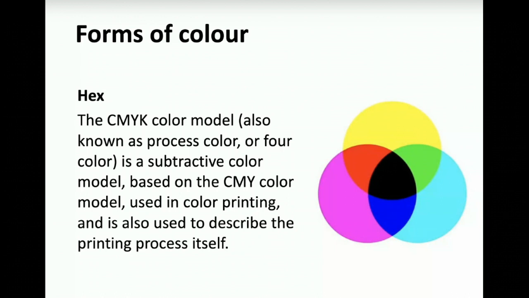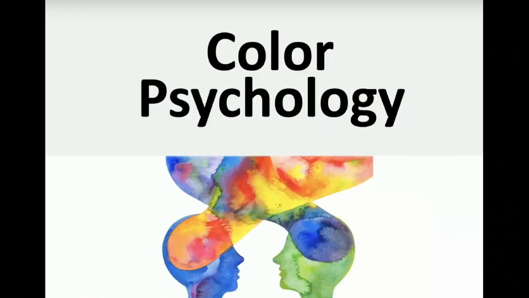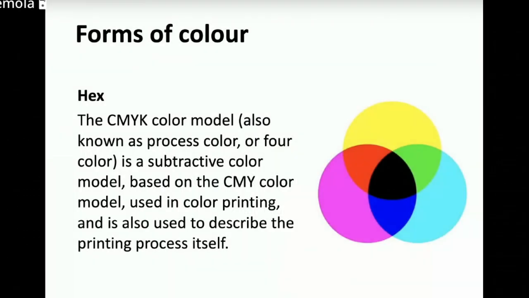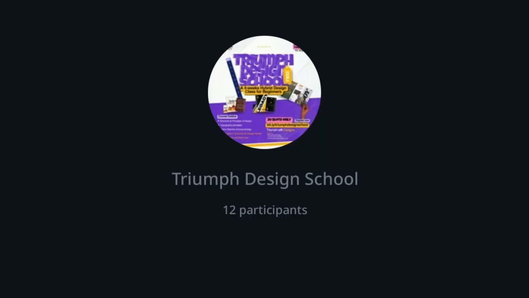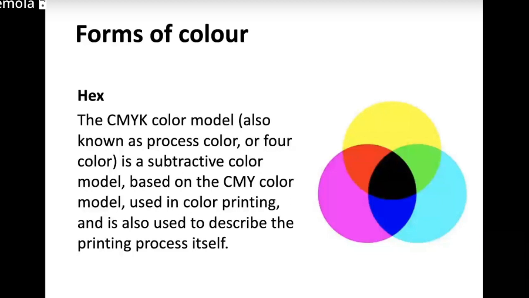So the next form of color is the X color. The X color is basically used when you are working on a digital product. If you are using software like Figma, and sometimes I think I've also seen it in Canva as well, the X color has a form of hashtag with numbers and alphabets.